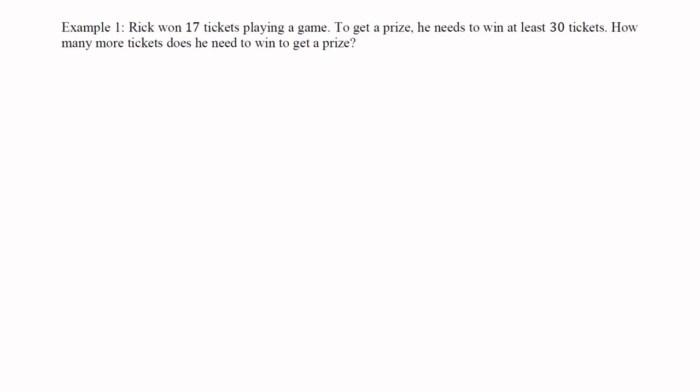In example 1, Rick won 17 tickets playing a game. To get a prize, he needs to win at least 30 tickets. How many more tickets does he need to win to get a prize? We're going to let x be how many more tickets to get a prize. So our inequality is 17 plus x is greater than or equal to 30, because he can get exactly 30, or he can get more than 30 and still meet the requirements to be able to get a prize.